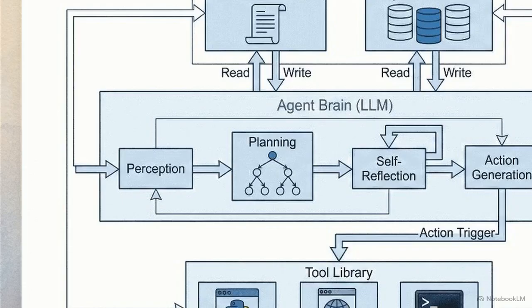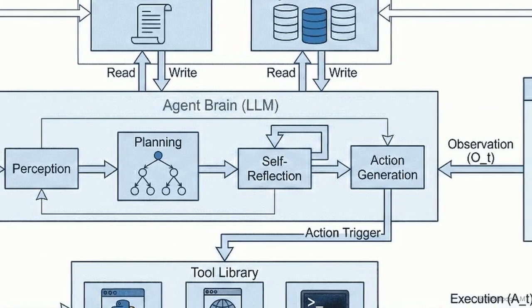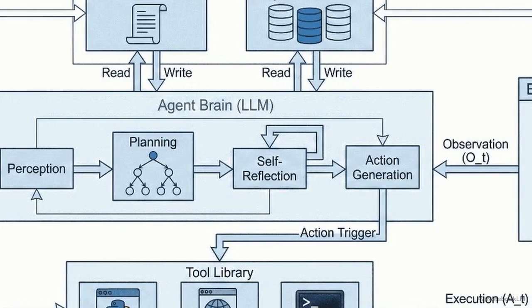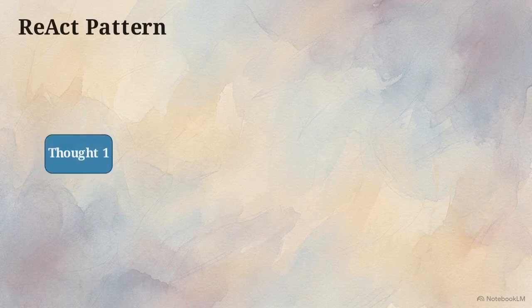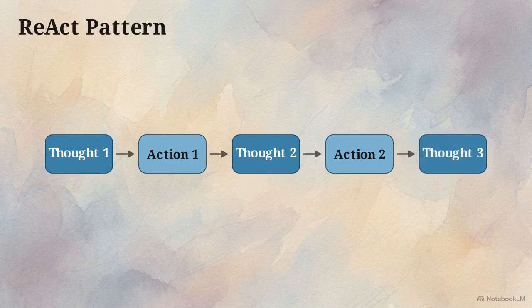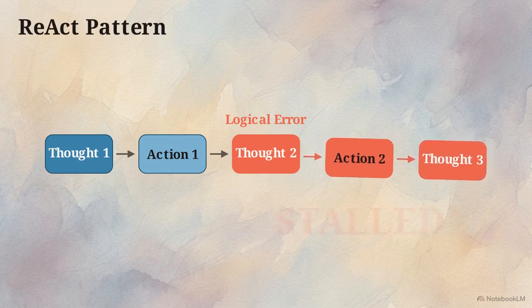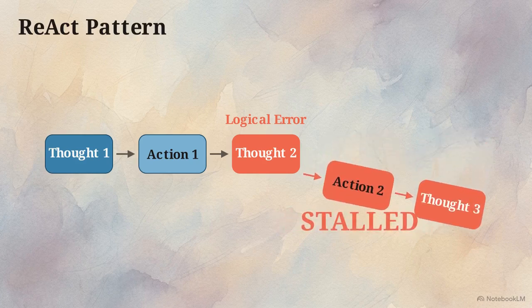Inside the central agent brain, the system moves to the planning phase. Here, it generates a latent reasoning trace before committing to any external action. Early agents utilized a linear pattern known as ReAct, interleaving one thought and one action in a sequential loop. This approach suffers from extreme myopia. A single logical error propagates downstream, corrupting the entire sequence and causing the agent to stall.